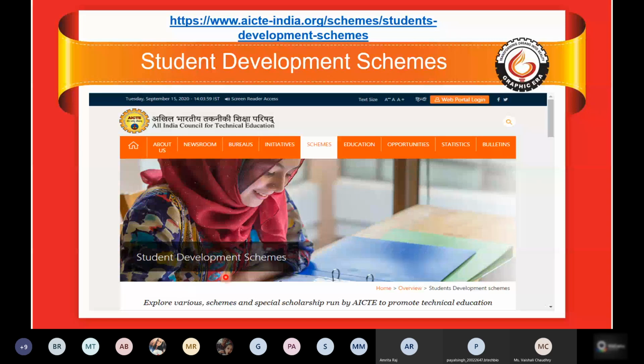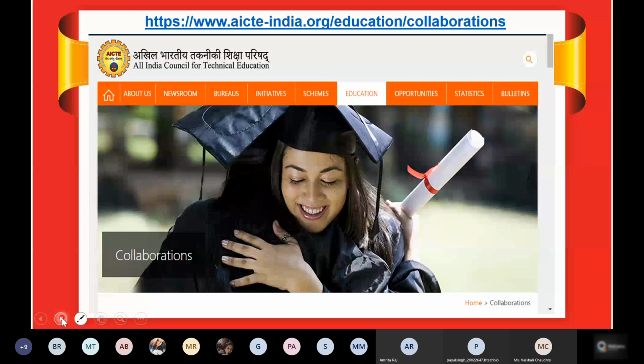The next is the educations, right? Again, this AICTE has collaborations with different organizations like Amrita University for virtual labs, etc., for the learning of the students. You can visit the sites and you can find the different avenues or facilities provided by the government.